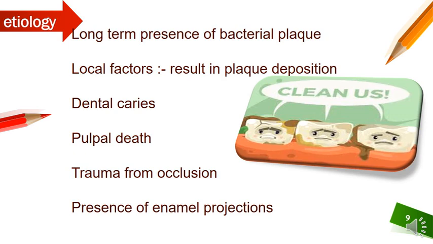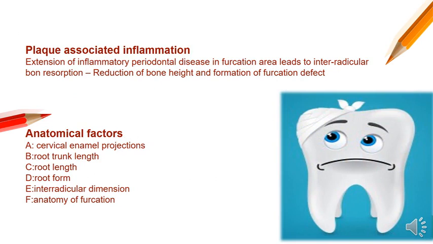Local factors, including calculus, anatomic factors, iatrogenic factors, and traumatic factors, are always associated with furcation involvement. These include dental caries, pulpal death, trauma from occlusion, and the presence of enamel projections. Plaque-associated inflammation, as I've just mentioned: the accumulation of plaque results in furcation involvement due to destruction of the supporting tissue of the tooth.